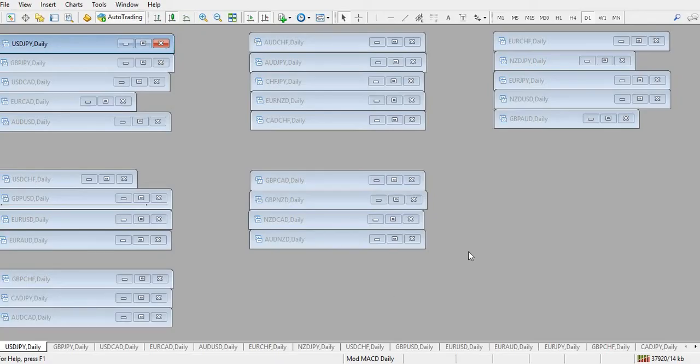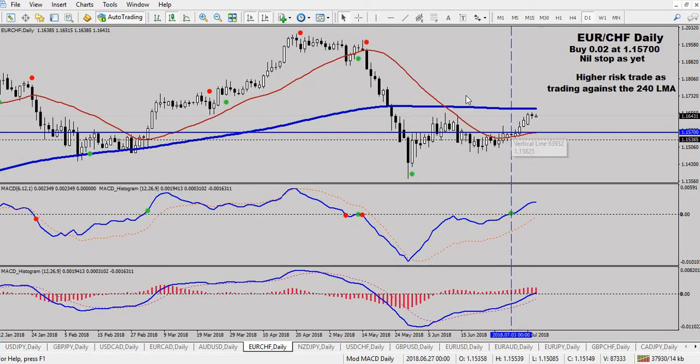Let's have a look at the charts. Most of the action this morning was on the Mod MACD chart, so we'll start with them. First up, Euro Swiss franc.